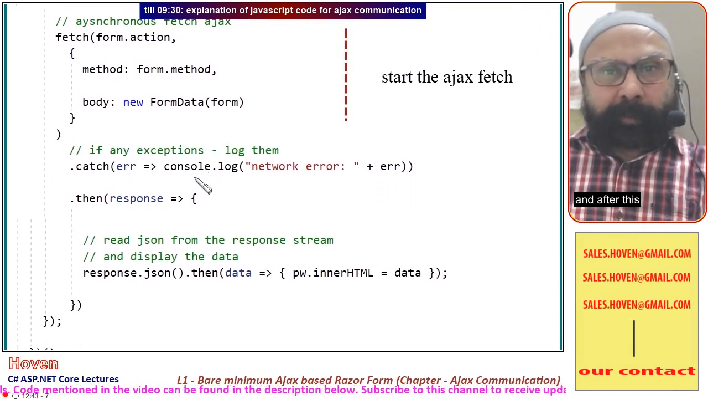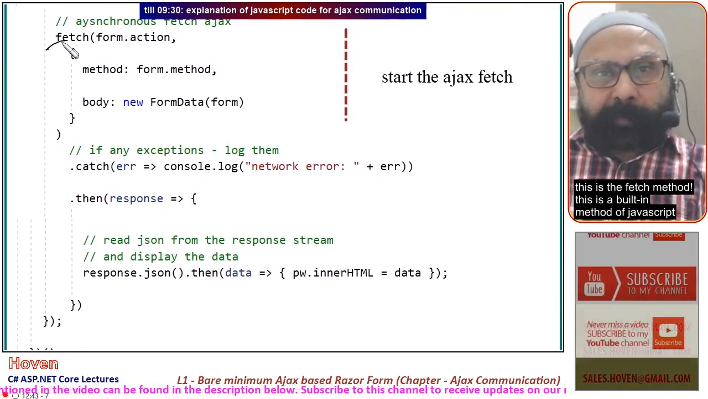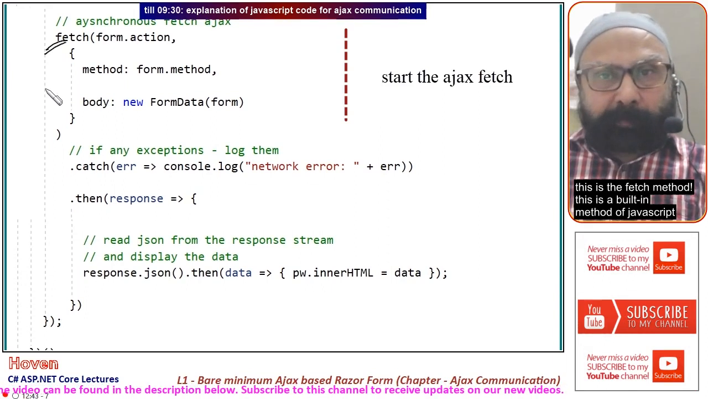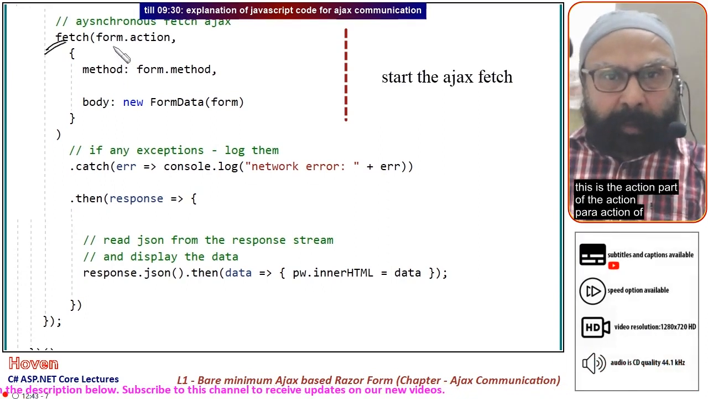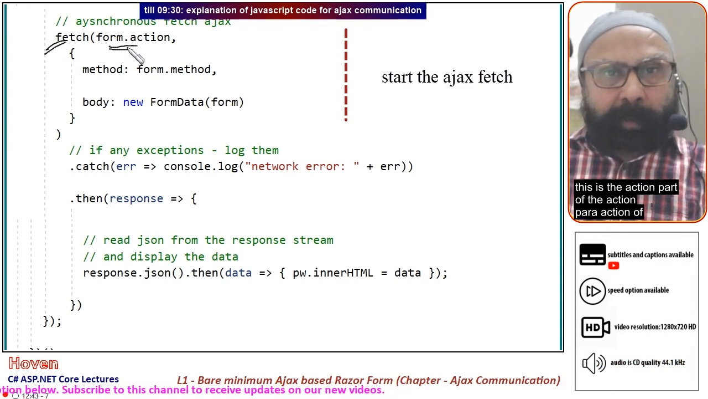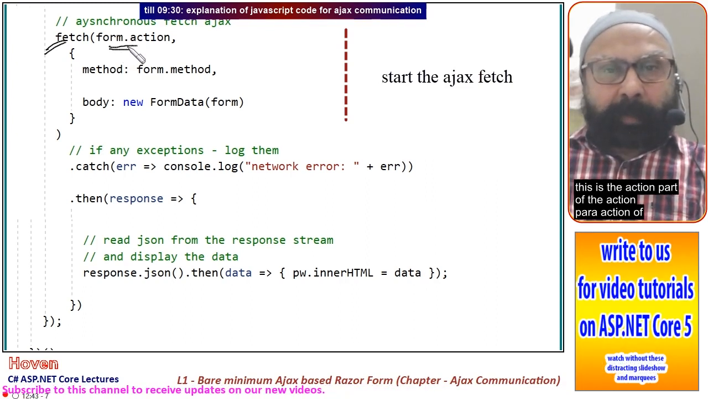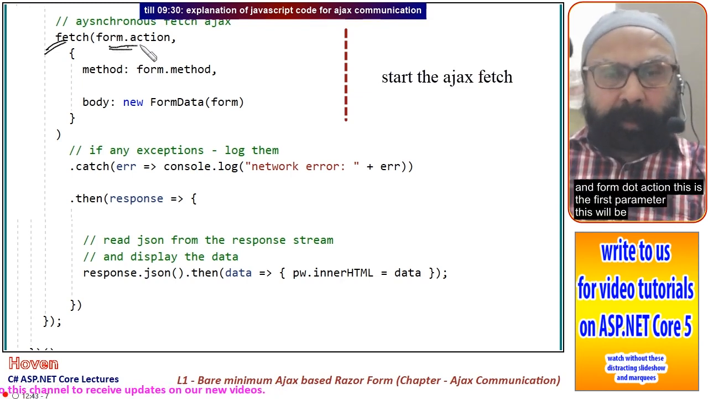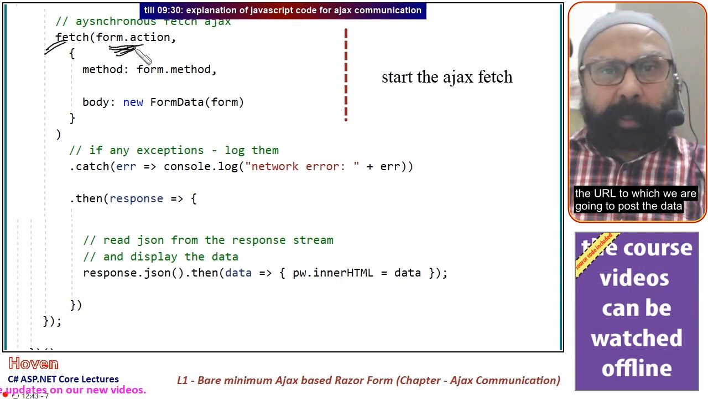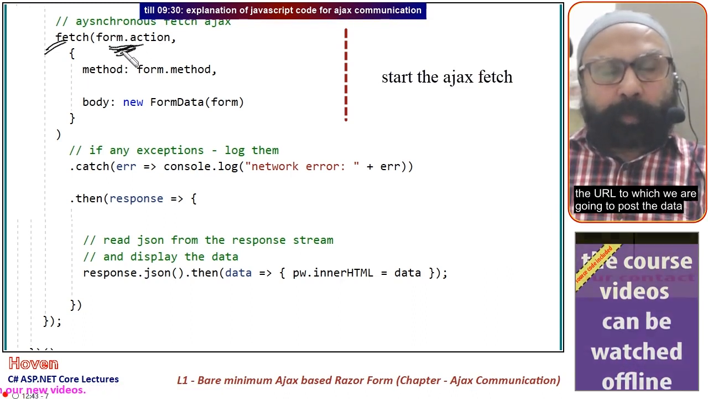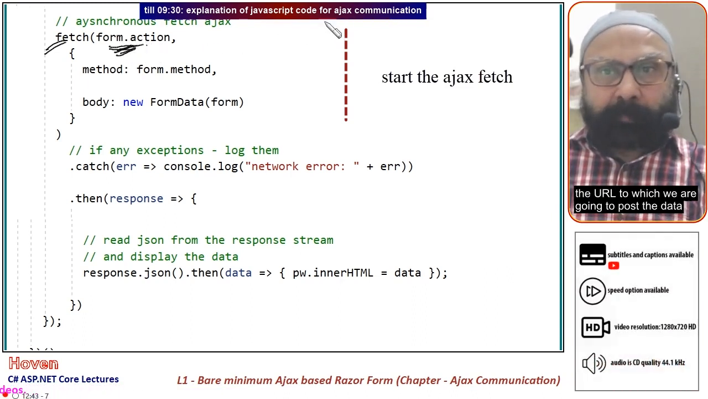And after this, this is the fetch method. This is a built-in method of JavaScript. This will start the Ajax fetch request. This is the action of the form, and form.action is the first parameter. This will be the URL to which we are going to post the data.